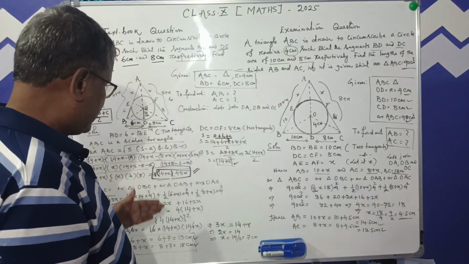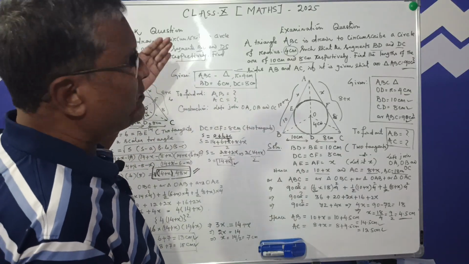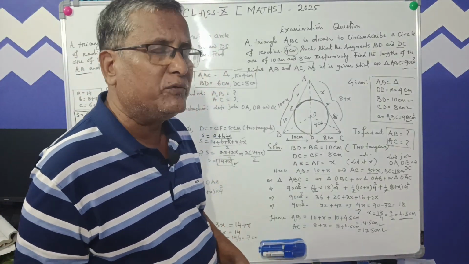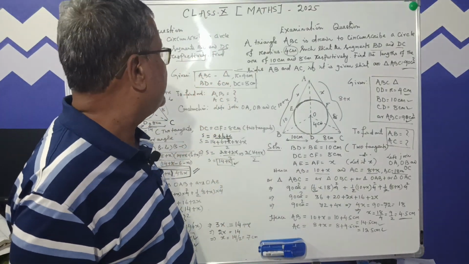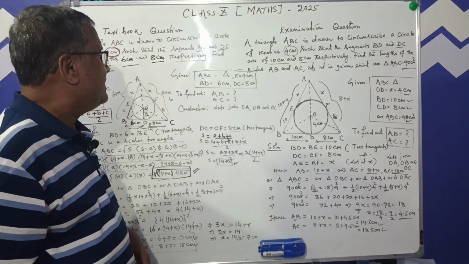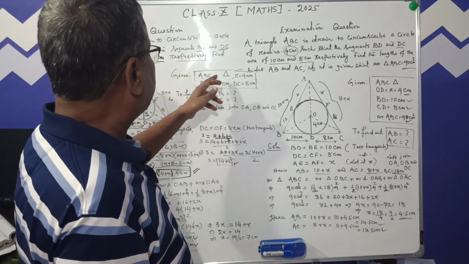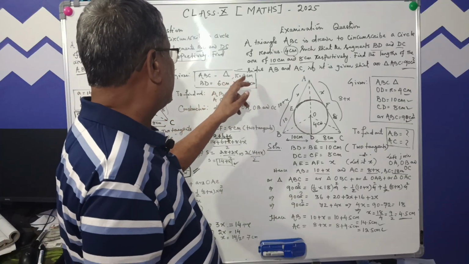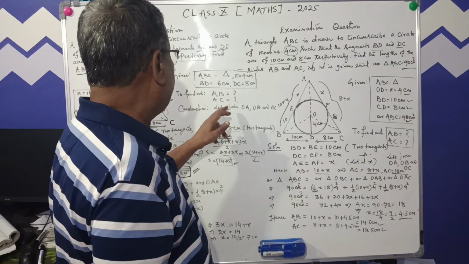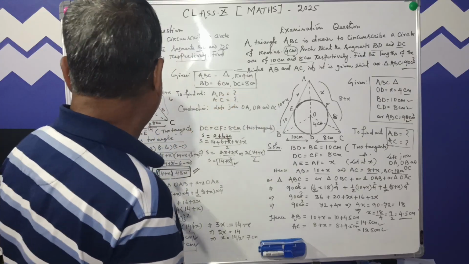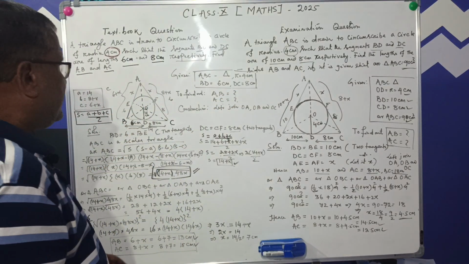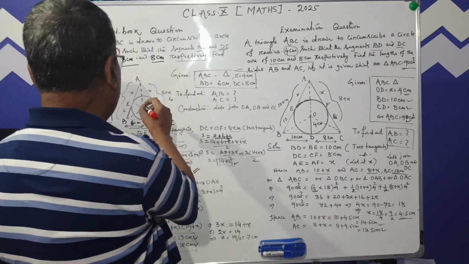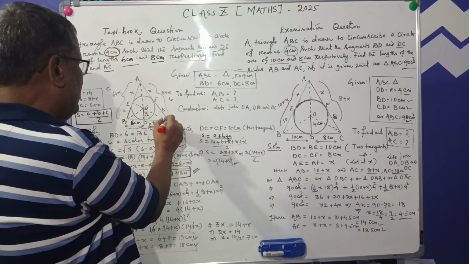Then let's solve. It is your textbook problem. You might have done it, you might have worked it out. So let us solve it. First you write the given data. ABC is a triangle and the circle radius is 4 cm, BD 6 cm, DC 8 cm. And by way of construction, let's join OA, OB, OC.